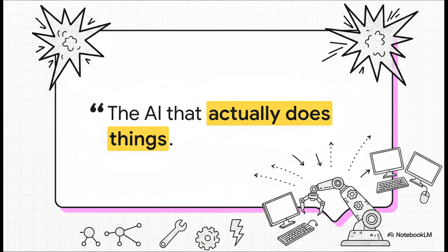This is exactly why OpenClaw went viral. You know, it's not just another chatbot that you talk to. The whole point is to take that conversation and turn it into action, giving an AI the power to actually do things on your computer for you.